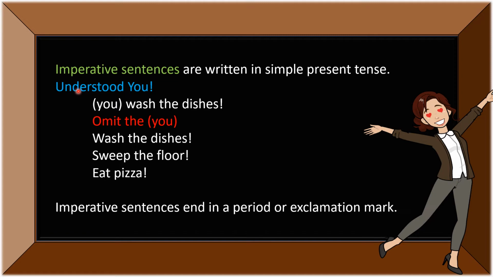But in English, we actually have an option. We can omit the you. You do not actually have to write it. Wash the dishes, sweep the floor, eat pizza. This is the only time in English you do not have to have a written subject. The only time. If you do not have a written subject with a declarative sentence, it is not grammatically correct. So keep that in mind. Imperative sentences end in a period or exclamation mark.